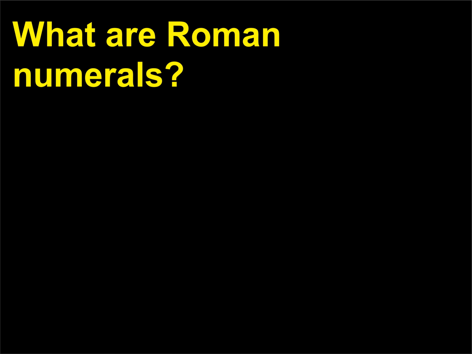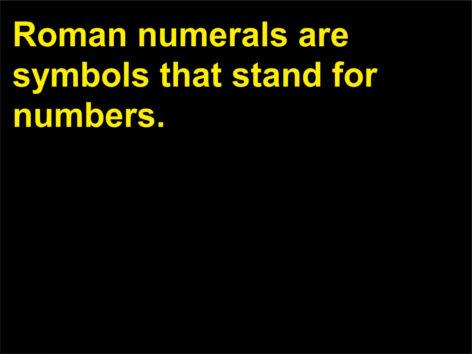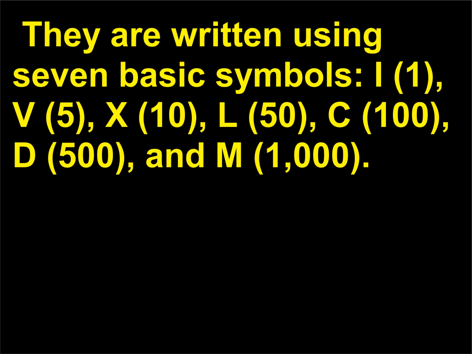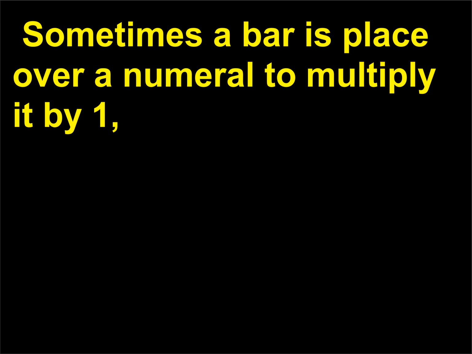What are Roman numerals? Roman numerals are symbols that stand for numbers. They are written using 7 basic symbols: I, 1; V, 5; X, 10; L, 50; C, 100; D, 500; and M, 1000. Sometimes a bar is placed over a numeral to multiply it by 1,000.